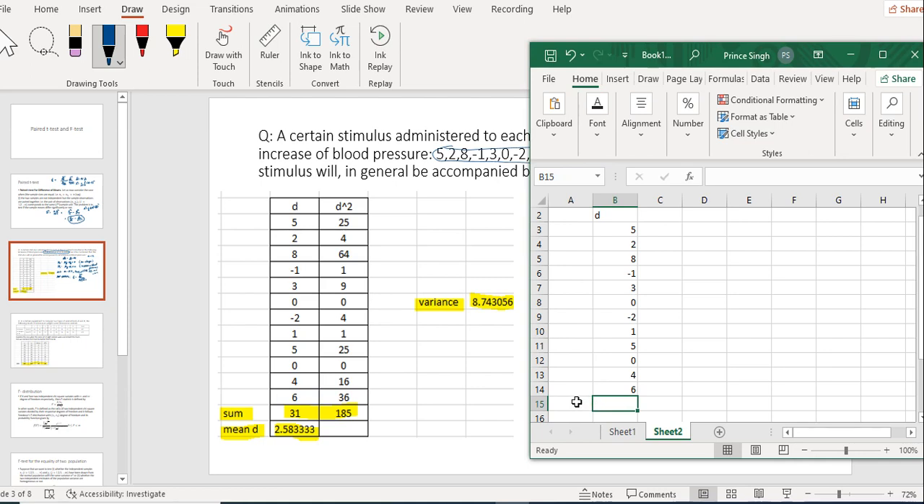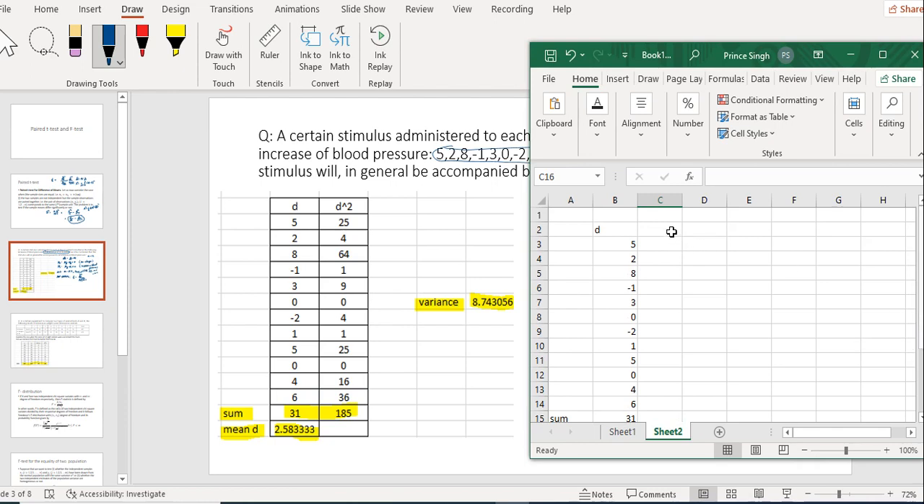So the first step is we need to calculate the mean value. I'm taking firstly the sum of all these observations, calculating their sum using the sum command here, control shift down. So its sum comes out to be 31. To calculate the mean, I simply divide it by the number of observations, 12. So 31 divided by 12 comes out to be 2.5833. So this is the value of the mean.